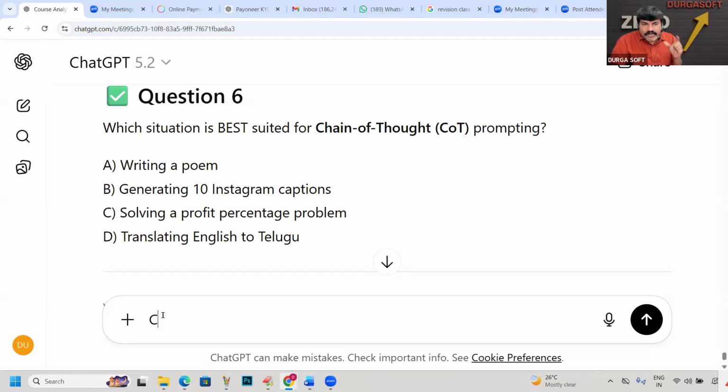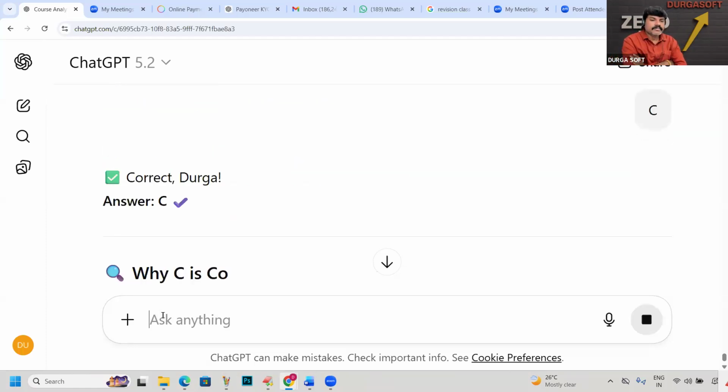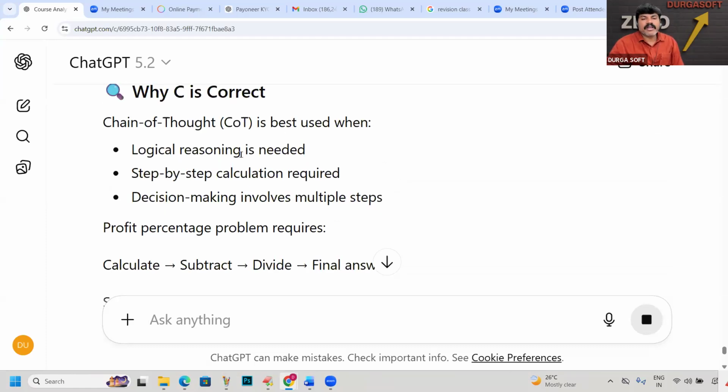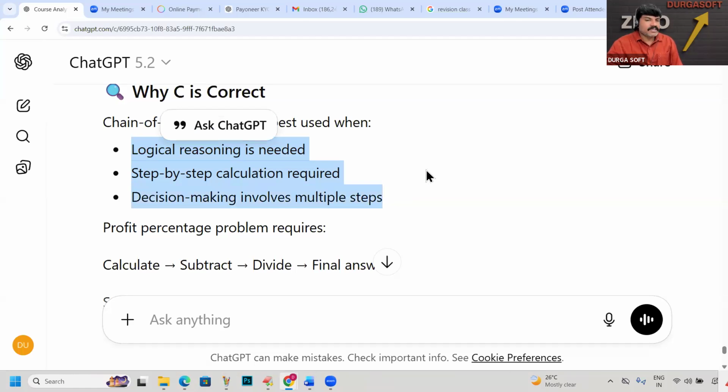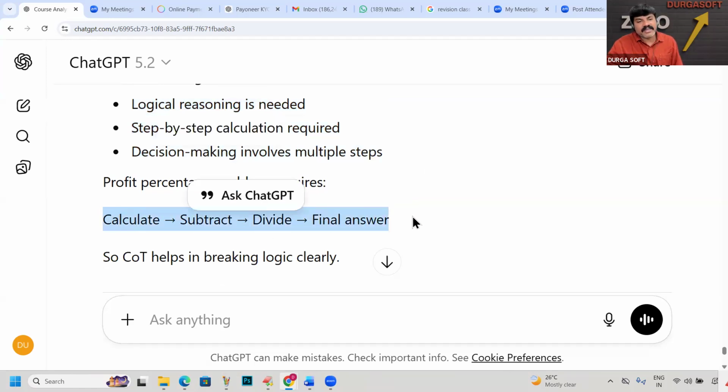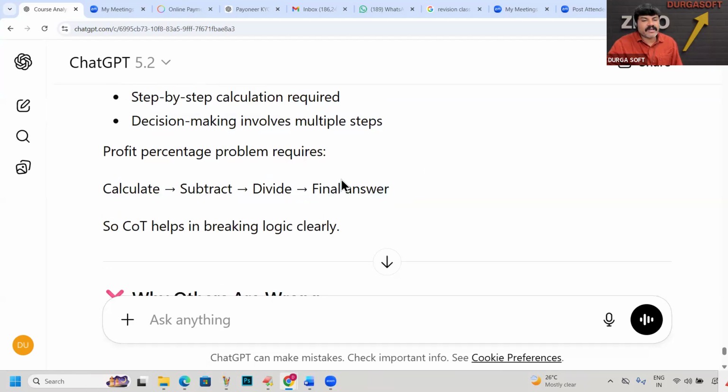Next one. Now observe this. For this, which type of prompting we require to use? Clearly, it's going to tell. Okay, answer C is correct. Good, excellent. COT is used when logical reasoning is needed, step-by-step calculation is required, or decision making involves multiple steps. Remember this one. So a profit percentage problem means calculate, subtract, divide, and then the final answer. So COT helps break down logic clearly.